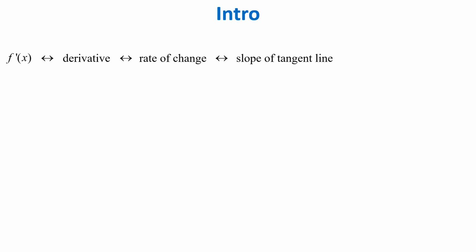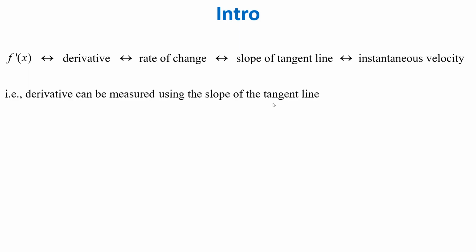I'm going to start by, again, bringing all those concepts together in one place. F prime of x is the same thing as the derivative, which is the same thing as rate of change, which is the same as the slope of the tangent line. And this is all the same thing as instantaneous velocity. And I'll say that derivative can be measured using the slope of the tangent line at some value of x.